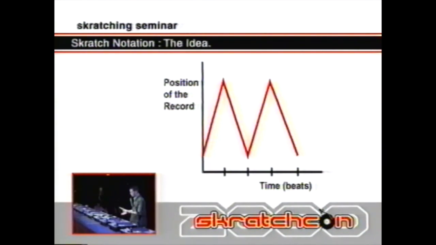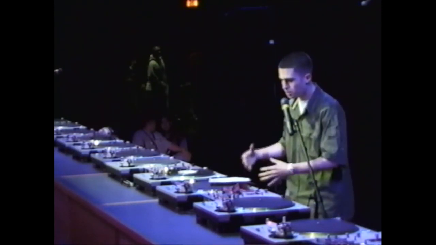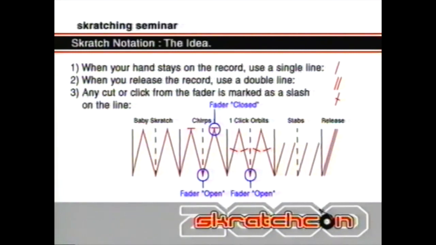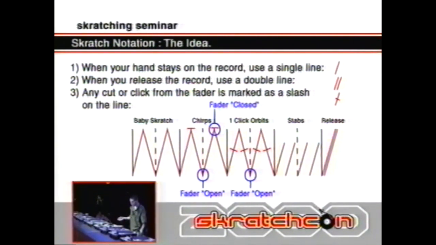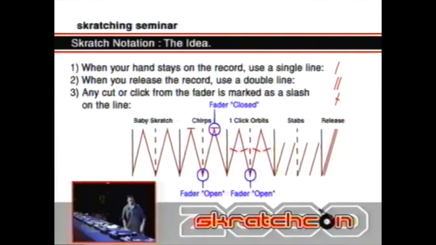As for the crossfader motions, because this is just record movement, the baby scratch obviously doesn't imply any crossfader cuts. Since the crossfader is only used to add nuances or cuts, or to complement the sound which is first created on the turntable, I decided to notate the cuts from the crossfader as slashes on the line representing the record movement. If you look, for example, at my one-click orbit here, the slashes on the line are clicks from the fader. I wrote that when I release the record, it's a double line. When I still have my hand on the record, it's a single line.